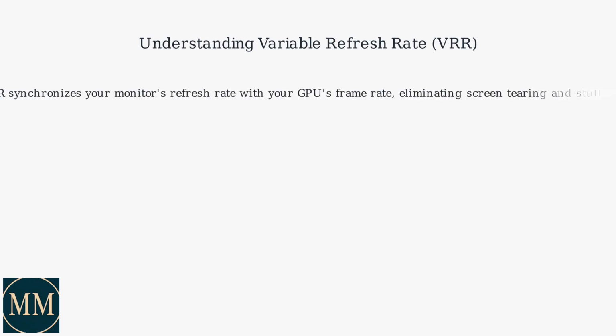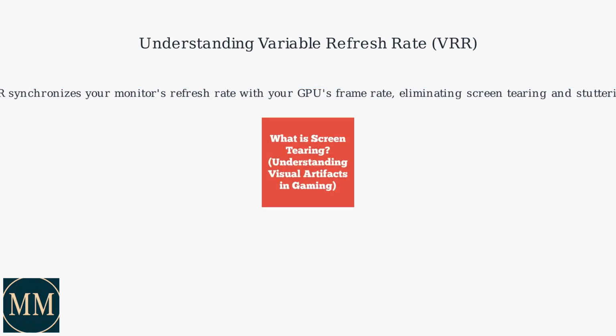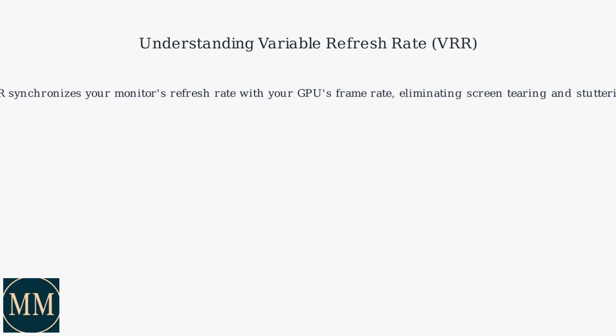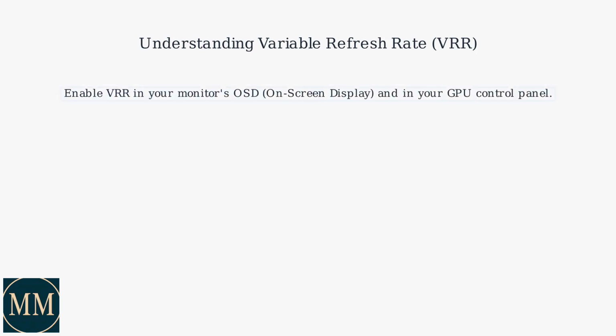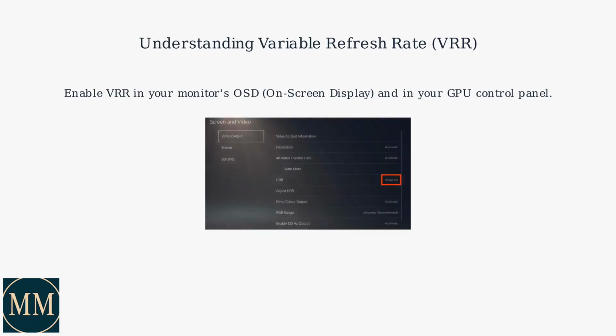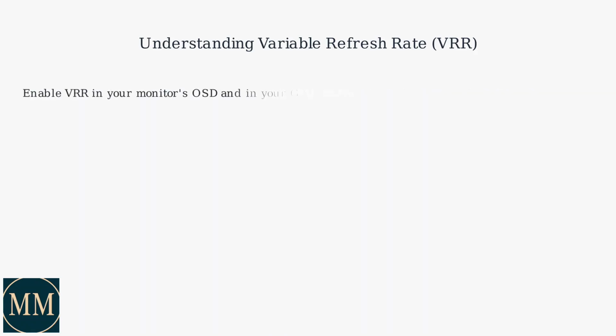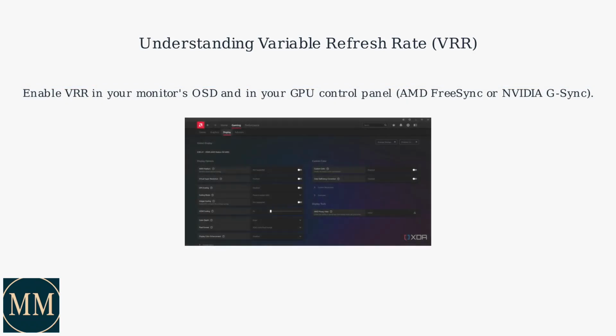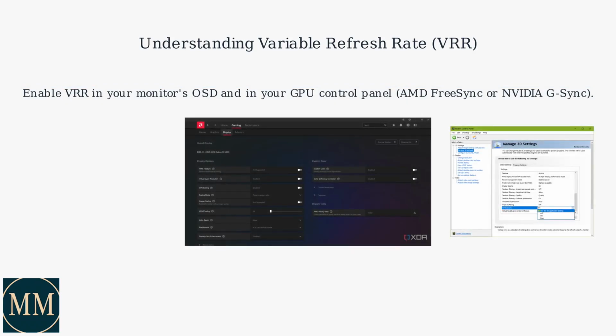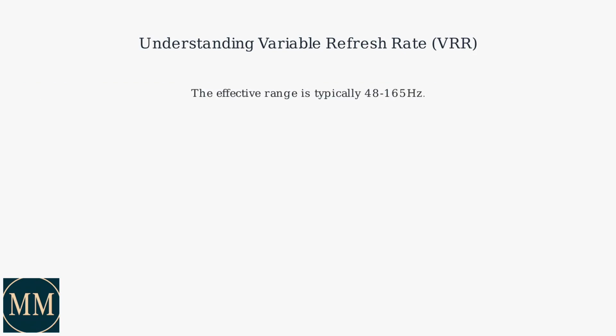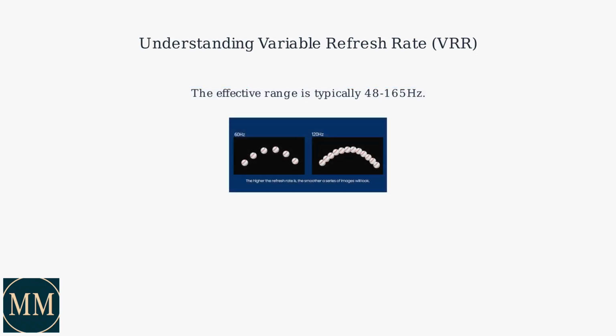tearing, ghosting, and blur. Variable refresh rate, or VRR, synchronizes your monitor's refresh rate with your GPU's frame rate, eliminating screen tearing and stuttering. To enable VRR, access your monitor's OSD or on-screen display and turn on the VRR setting. In your GPU control panel, enable AMD FreeSync for AMD graphics cards or NVIDIA G-Sync for NVIDIA cards. The effective VRR range is typically 48 to 165 Hz. If your frame rate drops below 48 Hz, enable LFC or low frame rate compensation for continued smoothness.